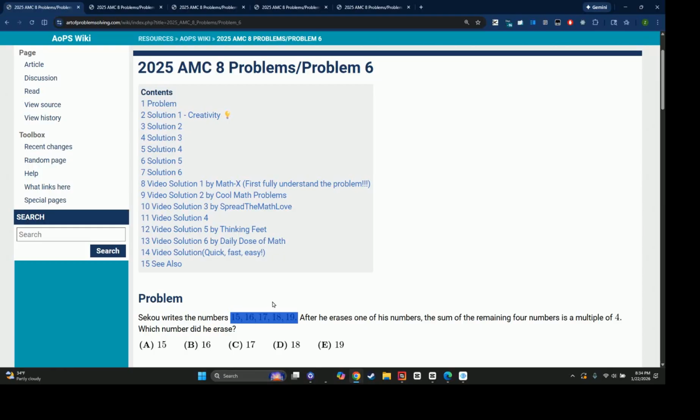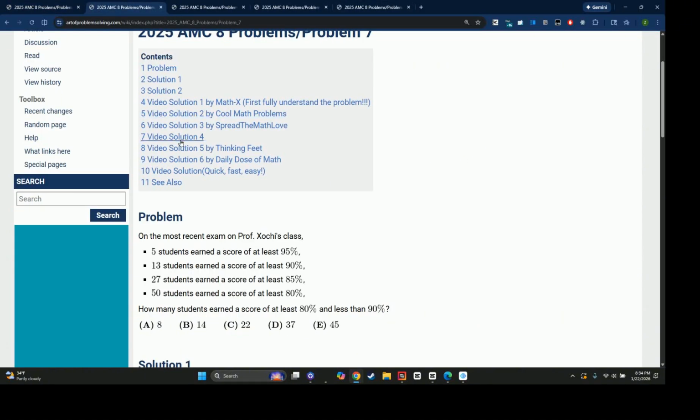Then we see that when you add these together, we get 85. And when you subtract the other numbers, you never get a multiple of 4. So when you subtract 17 from 85, it's 68, which is a multiple of 4. So 17 is the correct answer for problem 6. And now we're going to problem 7.